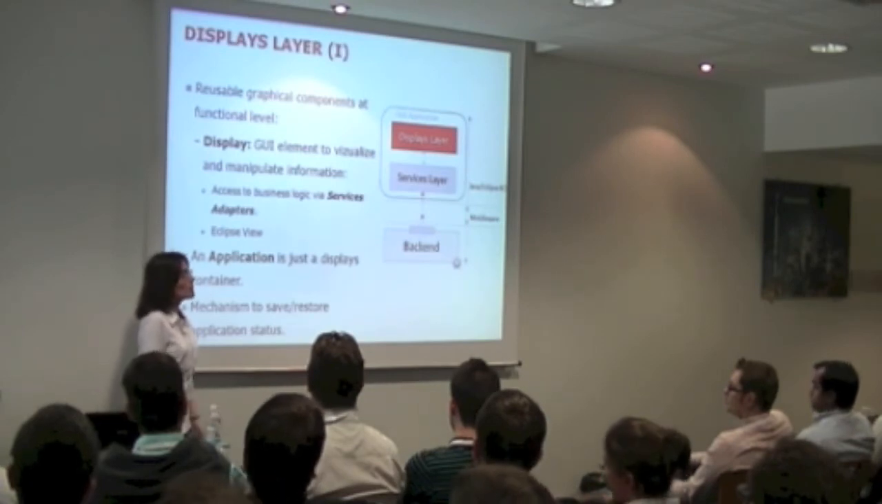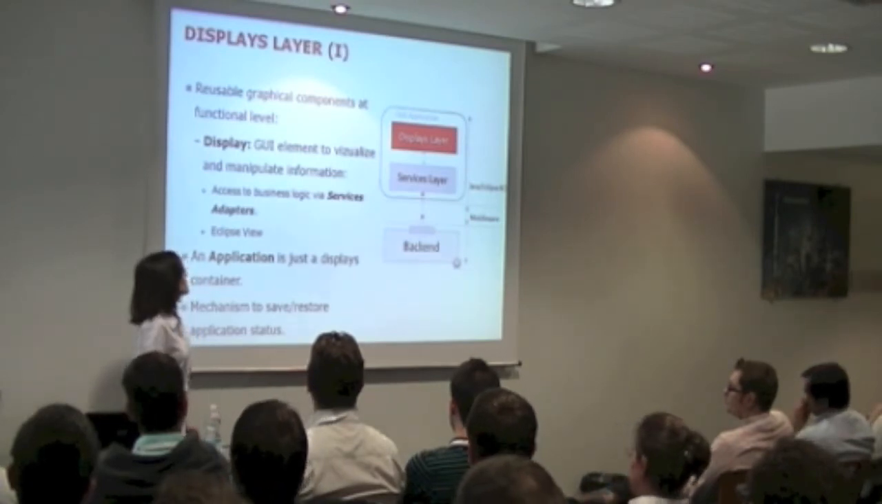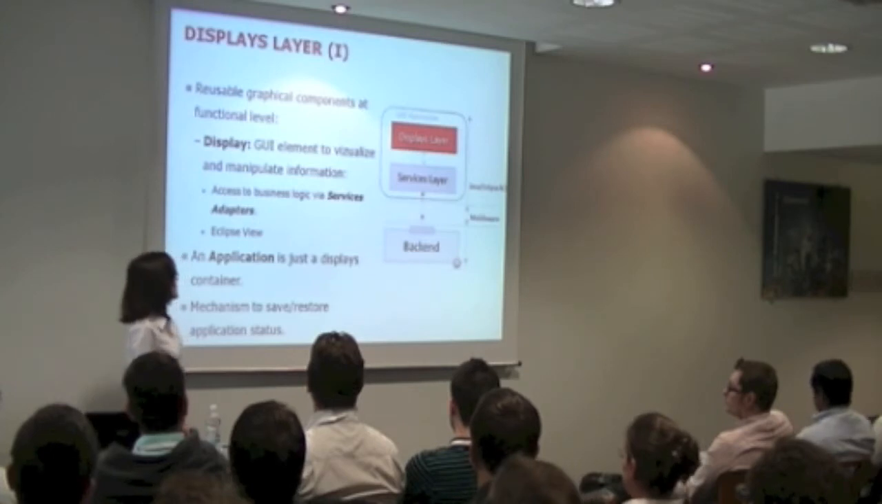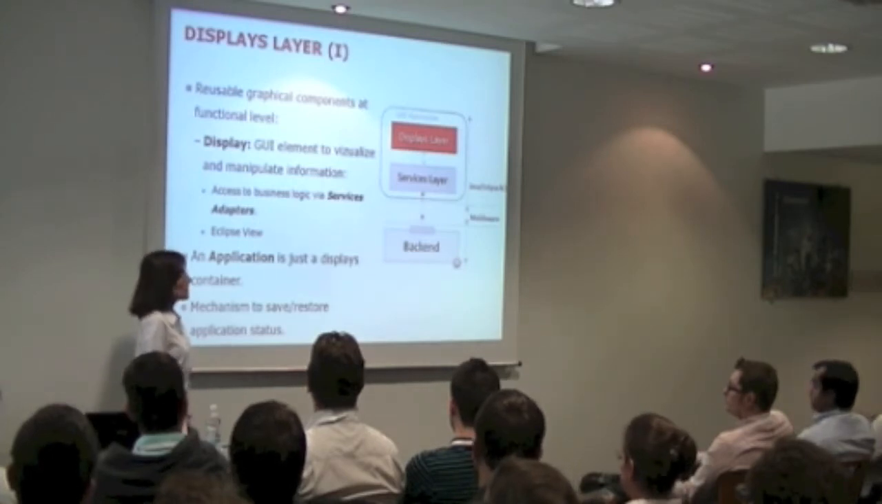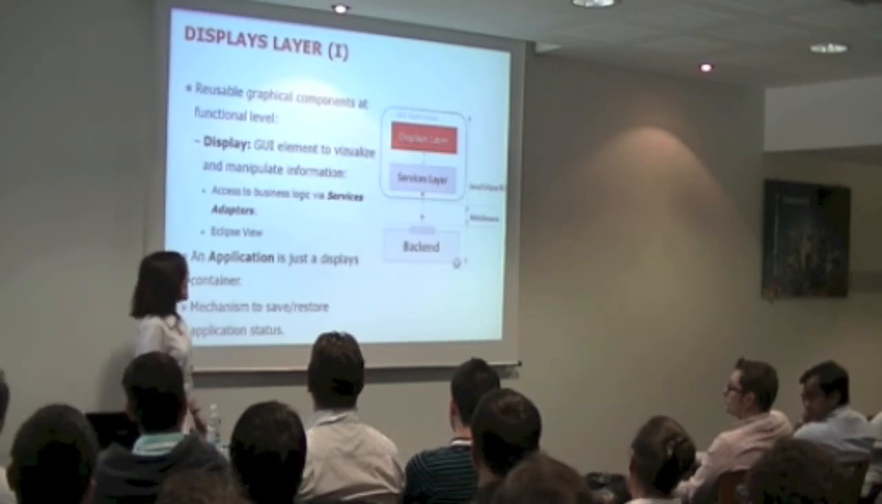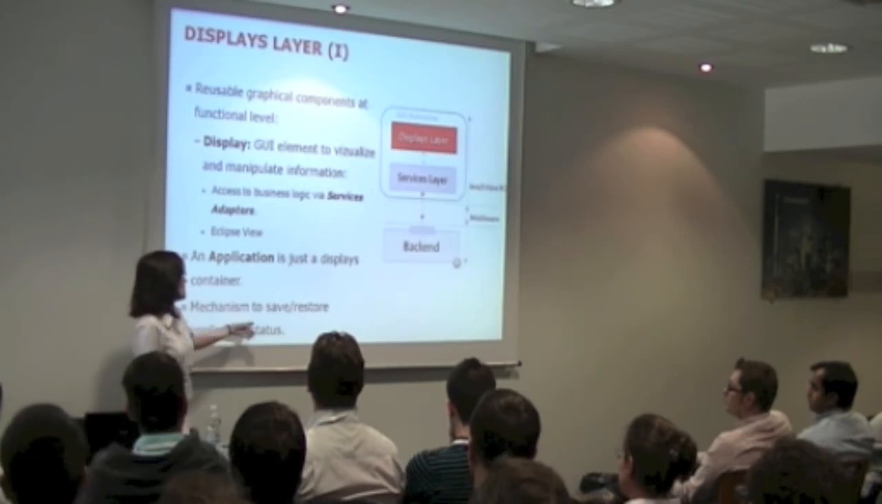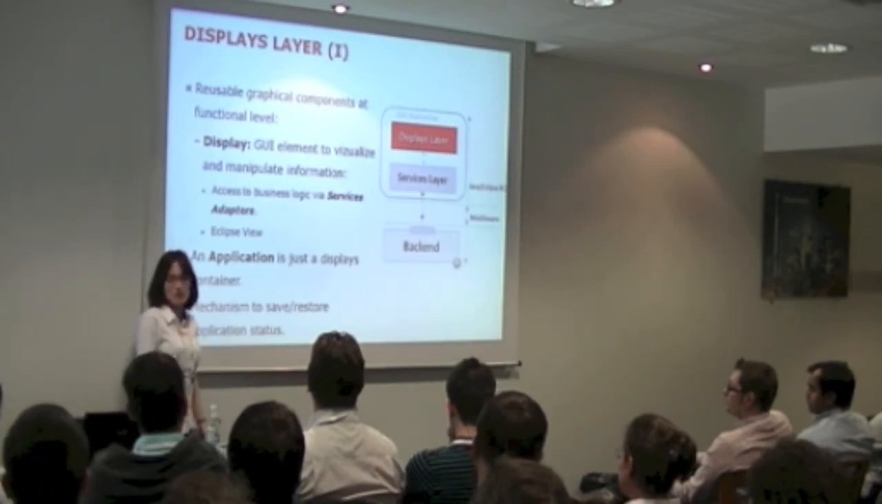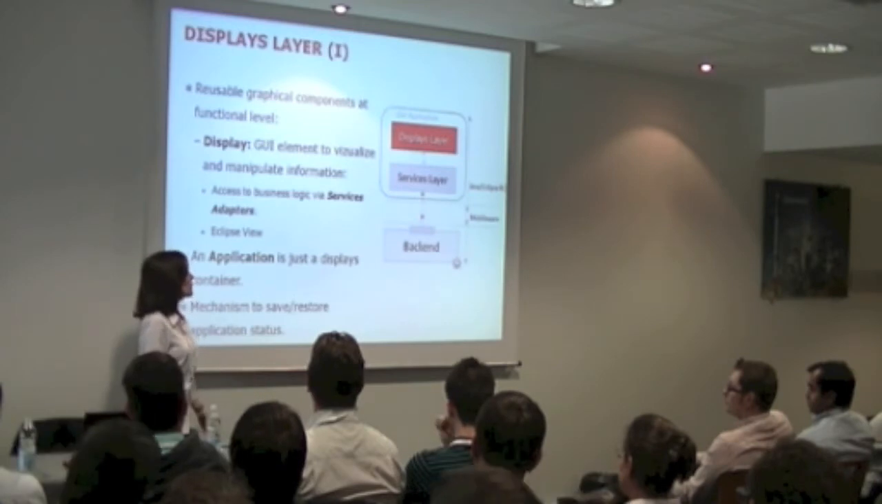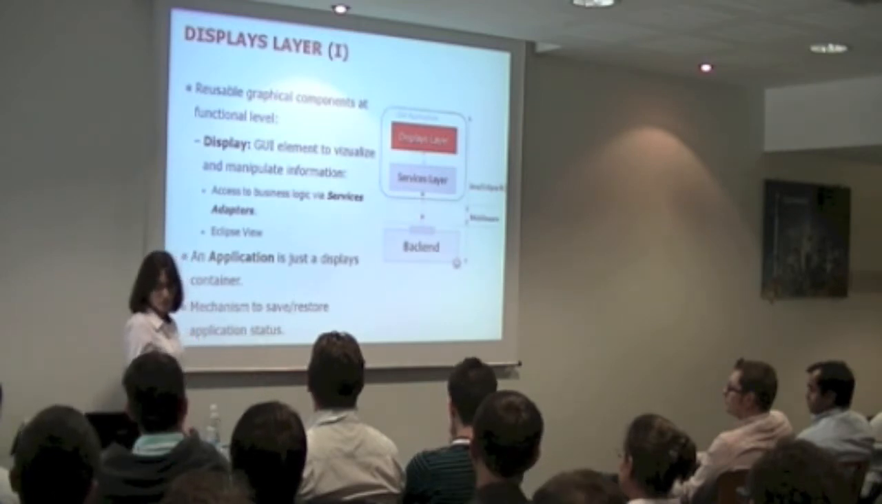A display for us is implemented as an Eclipse view. For us, an application is just a display container. And this application also provides a mechanism to save and restore the status of the application. This mechanism is based on the Eclipse memento. For example, this is an advantage of using Eclipse RCP.